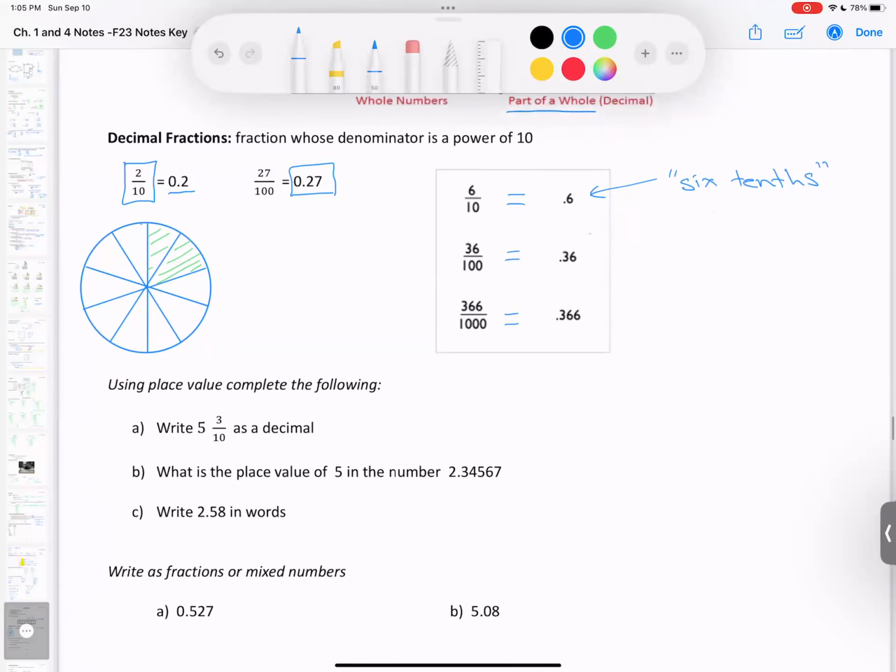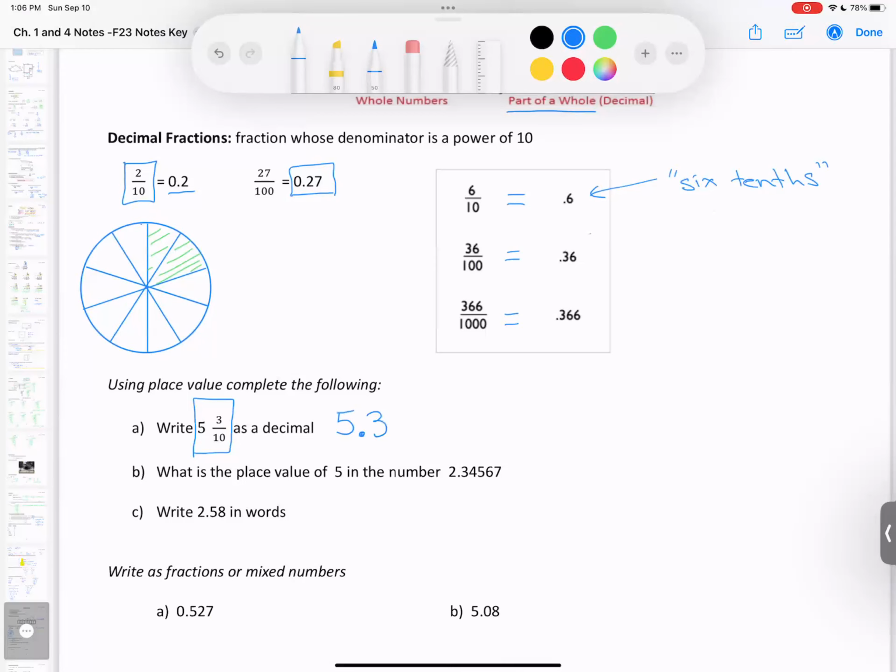So let's use place value to do some of the following questions. We have 5 3/10, and we want to write that in decimal form. Right now we would call this a mixed number: a whole number plus a fraction. So we have 5 pizzas plus another 3/10 of a pizza, and we want to write that as a decimal. The 5 is going to stay on the left of the decimal point because we have 5 whole pizzas, and then we're going to have 0.3. So this is how you would write 5 3/10 as a decimal.